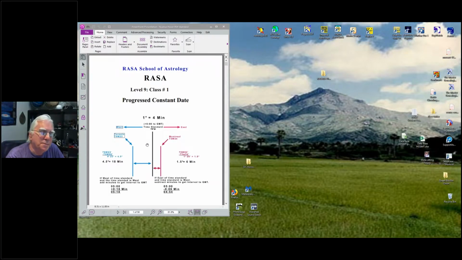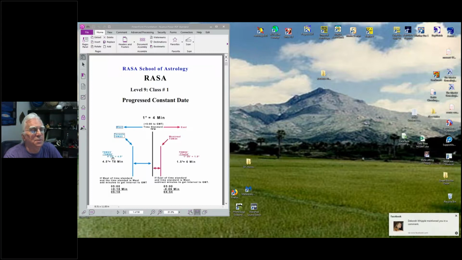But in Toronto, if you took 75 degrees, Toronto's 79 west 23. So here you have to subtract it the other way. You subtract the time standard from it, 79 west 23 minus 75, and you get 4 degrees 23 minutes. We're going to do this a number of times. Don't get freaked about it yet. And that becomes 4.5. For each degree, 4 minutes, 4 degrees is 16 minutes. 0.5 is 2. It means 18 minutes of time. Toronto is 18 minutes after the time standard.